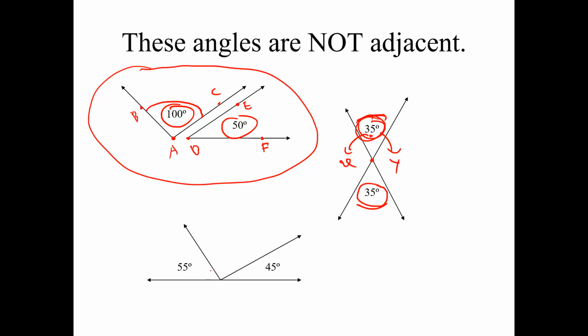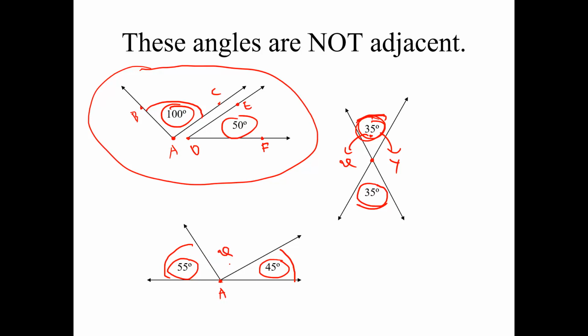Okay, the last example is this one here. We have 55-degree and 45-degree. So again, although they share the common vertex like this one, let's name this vertex with A. This angle has the vertex of A, and this angle also has a vertex of A. But since they do not form side by side, they are not adjacent.